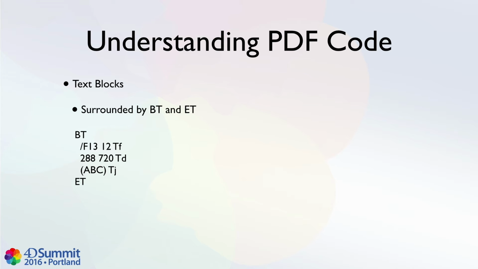So this text block tells you what the font is, what size it is, where to draw the object, and then the command to draw it itself. And we put that all in a text block. We'll see that pattern a lot in a PDF.